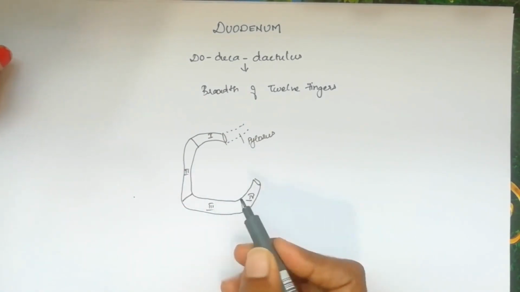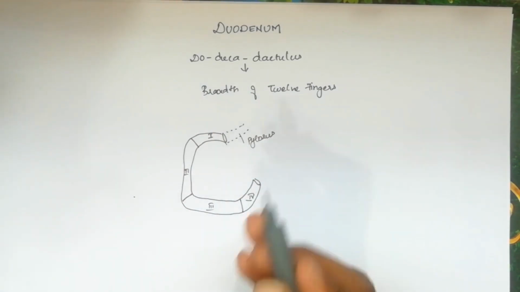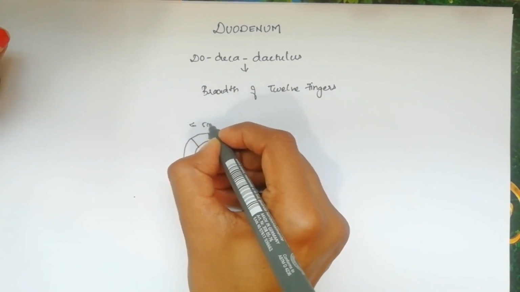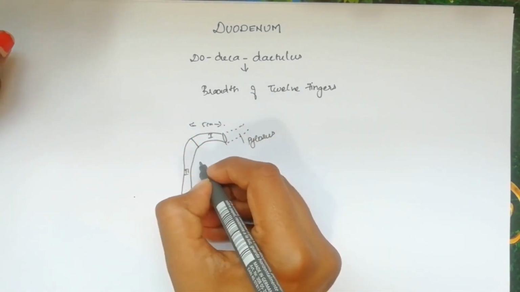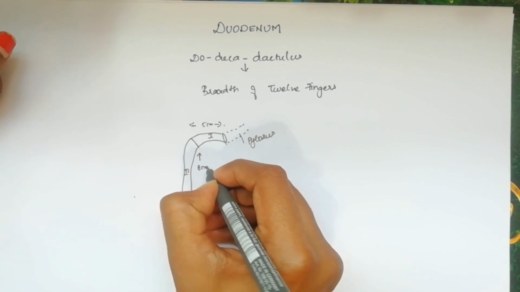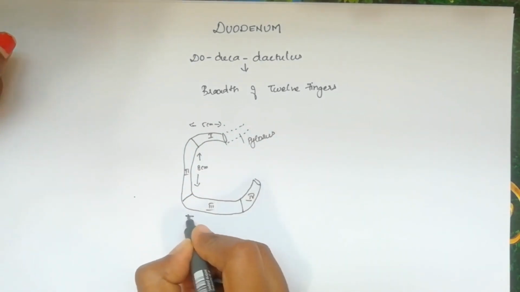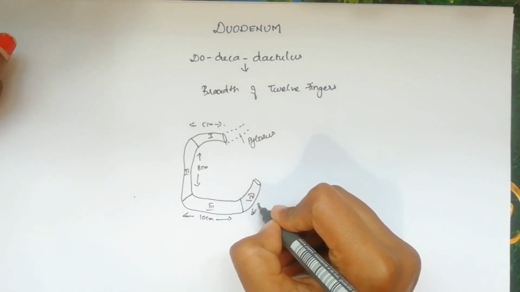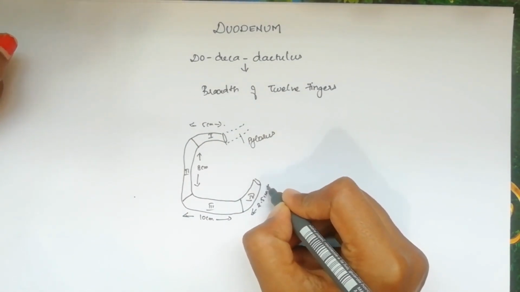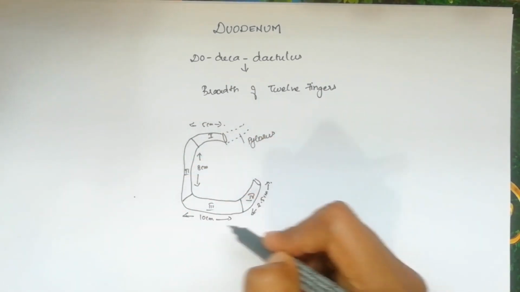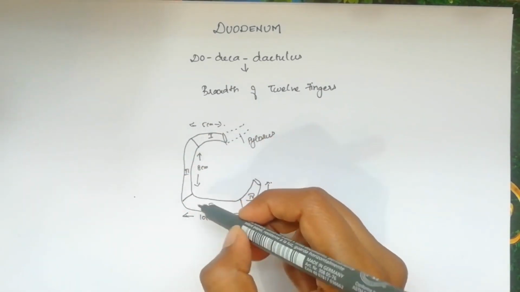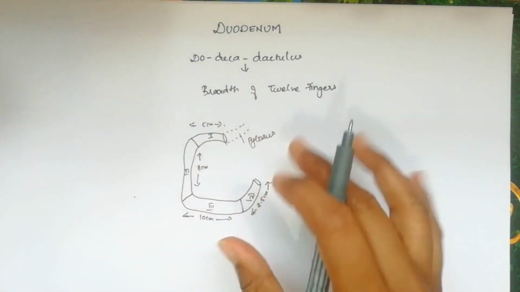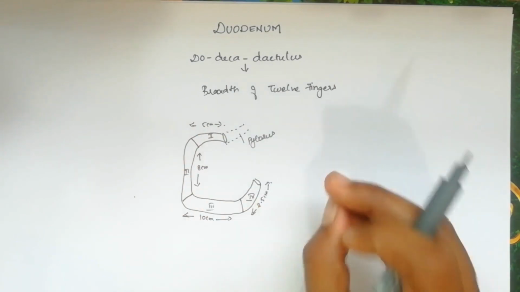Now these 4 parts have different lengths. The first part is about 5 cm. The second part is about 8 cm. The third part is about 10 cm. And the fourth part is the smallest, which is 2.5 cm. So this is the whole length of the first, second, third and fourth parts of the duodenum. Now we are going to see a detailed description of all these parts.